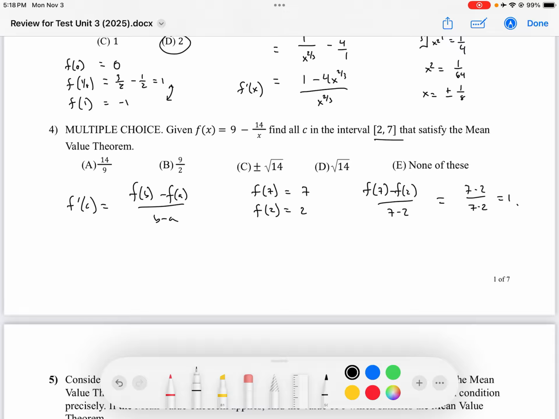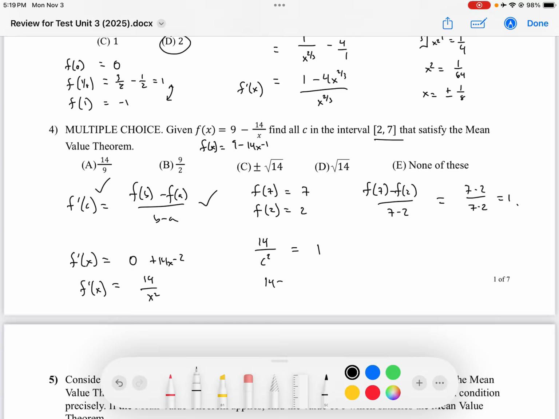Now I need to find f prime of x. Remember that this is 9 minus 14x to the negative 1. So if I find the derivative of that, I should get 0 plus 14x to the negative 2, which is 14 over x squared. Okay, so I know that f prime of c, which would be 14 over c squared, has to equal 1, right? I found f prime of c, I found f of b minus f of a over b minus a, and I'm setting them equal.